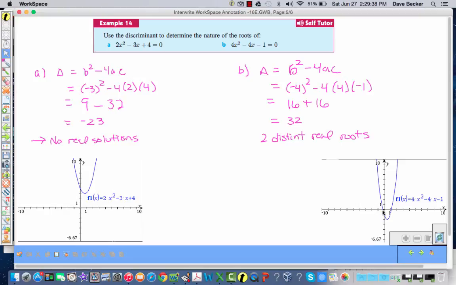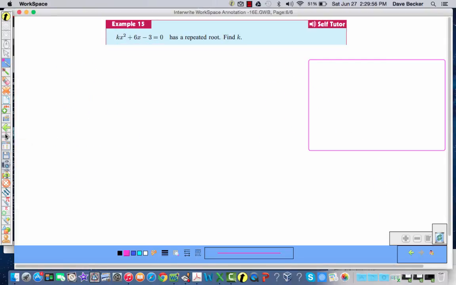It intersects the axis here, whatever that solution is, and whatever this solution is right here. Two distinct. Why do we have to say distinct? Because they're different. And it is possible that you have a repeated root, which happens when the discriminant is equal to 0. Remember, then your solution is going to be negative b over 2a. So, if it has a repeated root, we need delta to be equal to 0.